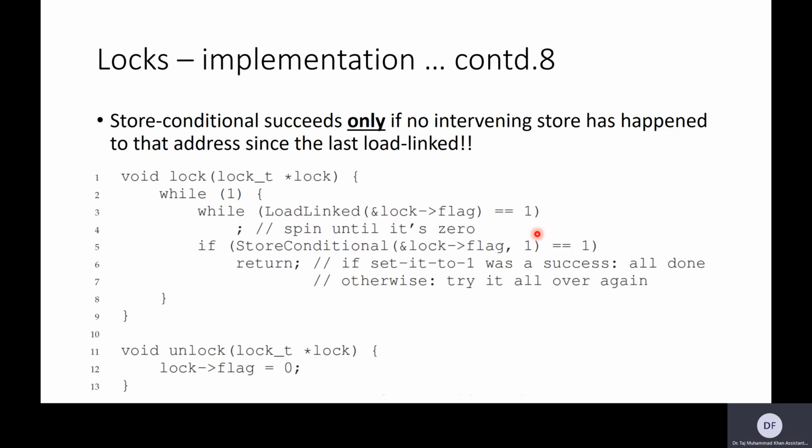And store conditional will return either success or failure. So since we read the value of flag as 0, if from that time until the store conditional the address of flag has not been touched, the value has not been modified, then the store conditional will succeed. It will write the value 1 at this address and return success. And our lock function will return.